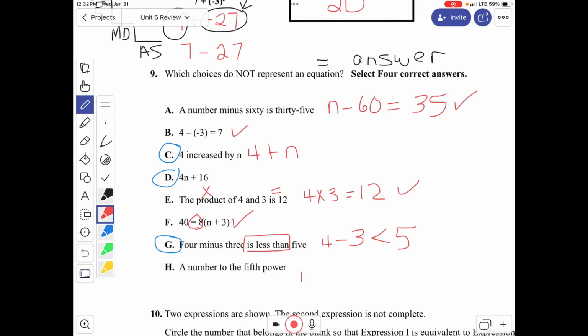H says a number to the 5th power. Again, no equal sign. We were looking for the nots, so that's C, D, G, and H. So things we're looking for are equal signs, and usually the word is. Just be careful that it doesn't say is less than or is greater than, because that is an inequality symbol.